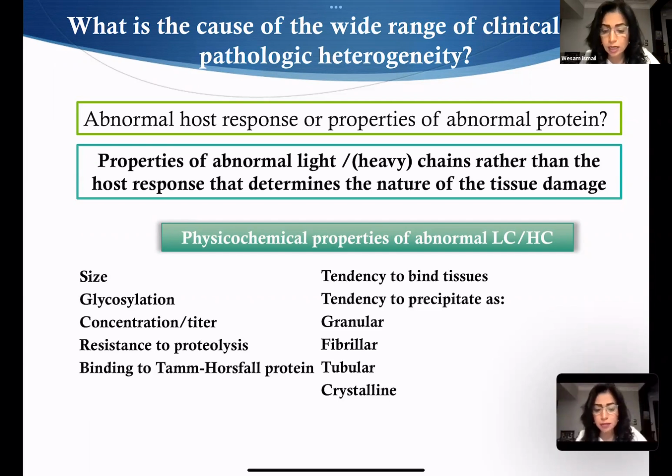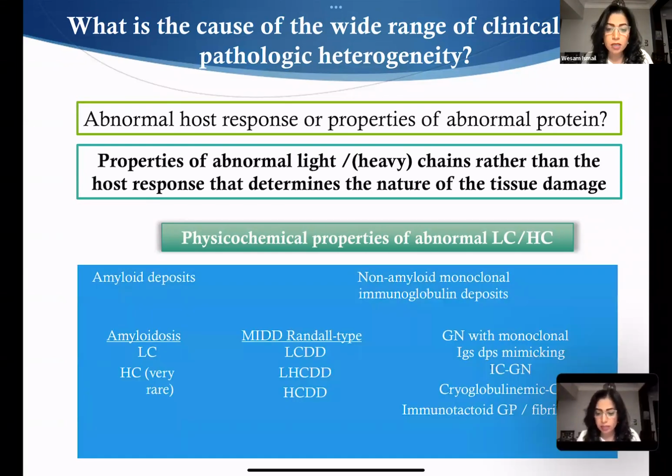So all of this dictates their tendency to bind to the tissue and the tendency to precipitate either in a granular form or to be more organized, so they can present as fibrils or tubules or even crystals. So as you're going to see, we can have amyloid deposits or non-amyloid deposits.